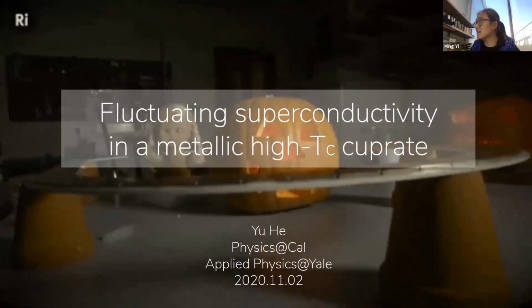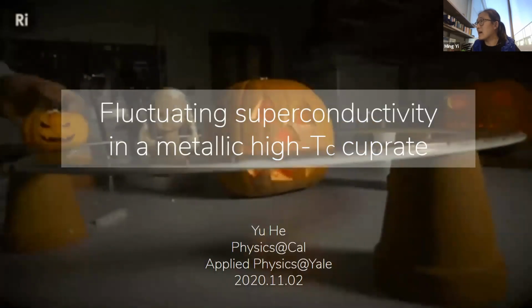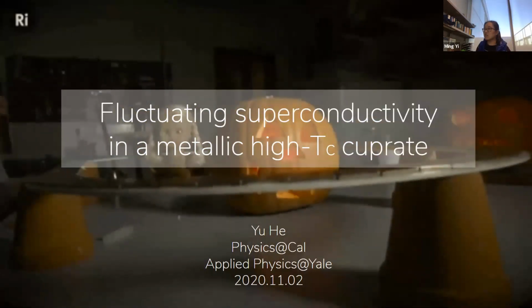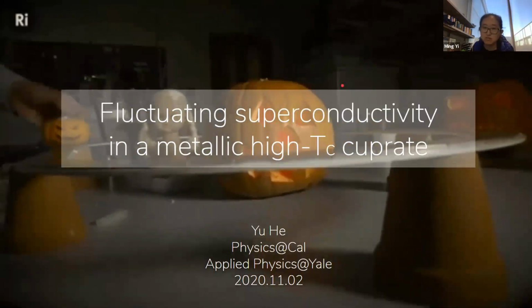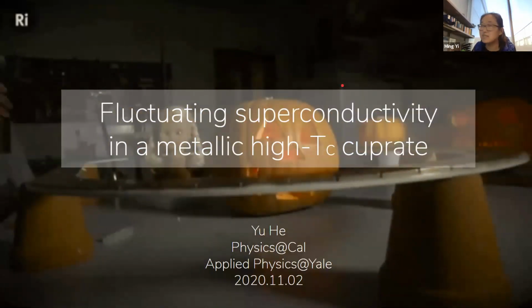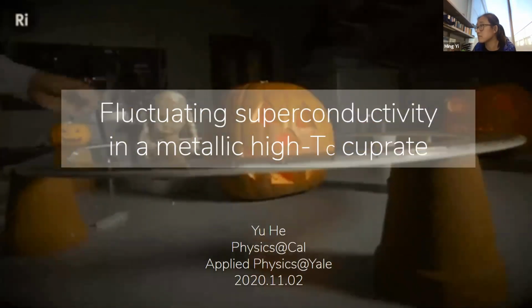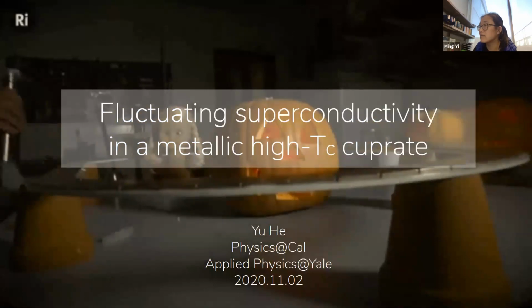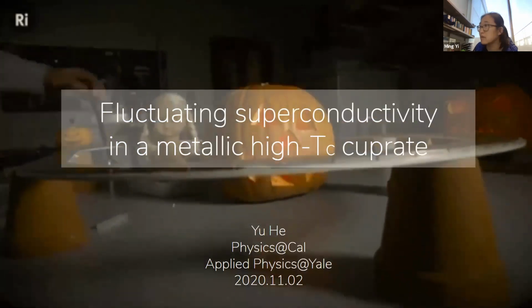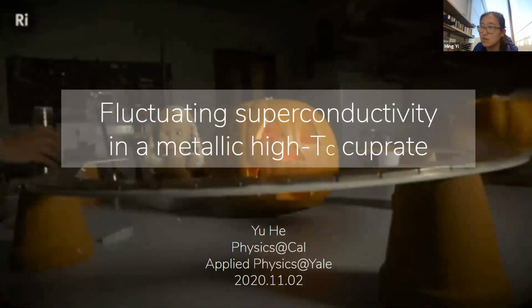Today as our speaker, Yu mainly uses light matter interactions to investigate correlated electronic systems and other functional quantum materials with an emphasis on high TC superconductivity. Yu started his assistant professor position at Yale University in the Department of Applied Physics this fall.